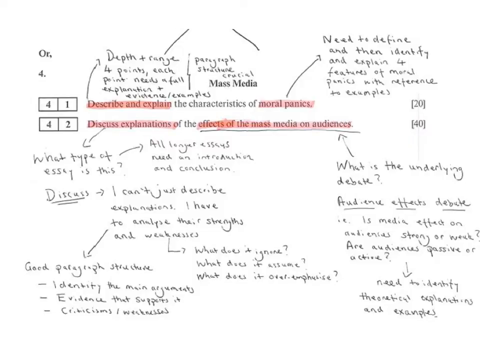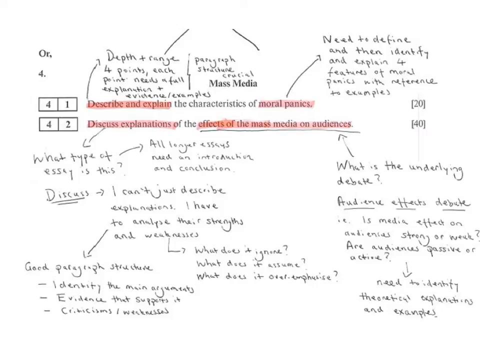Now, the key concept here is moral panics. So this question will tend to use a key word from the specification. So you must look at the specification carefully and make sure that you understand all of the key words. And in my answer, I'm going to need to define what is meant by moral panics and then identify and explain 4 features of moral panics with reference to examples.